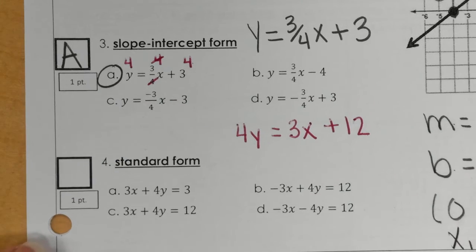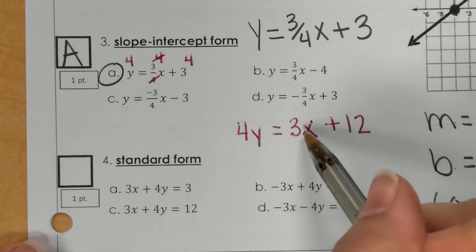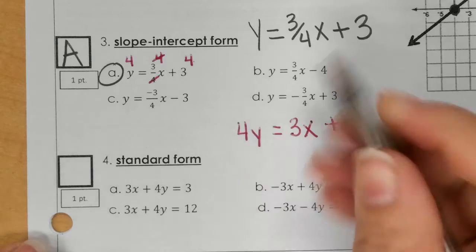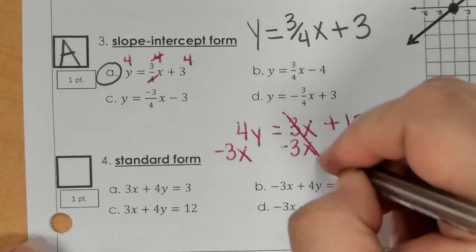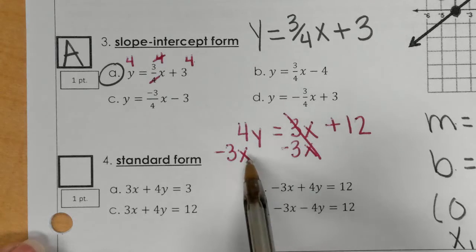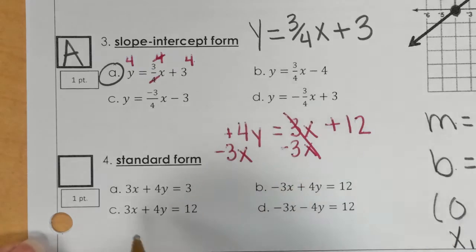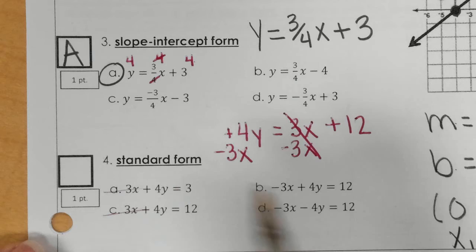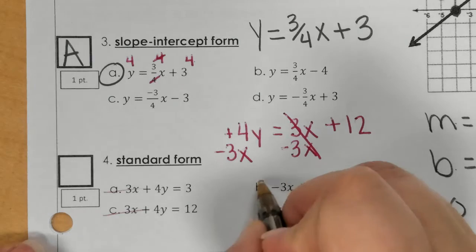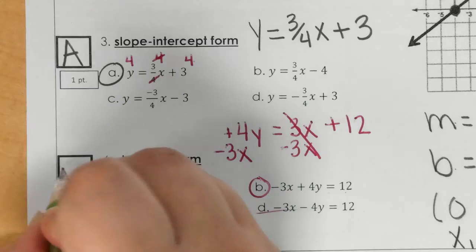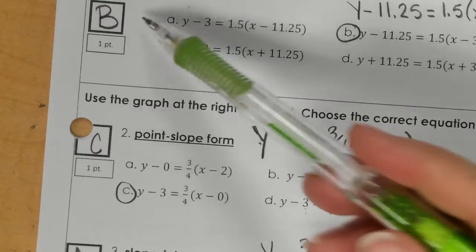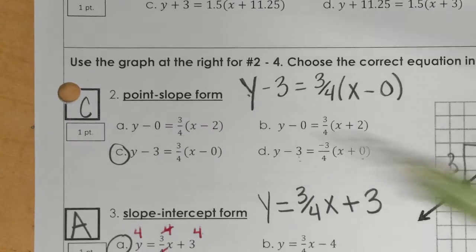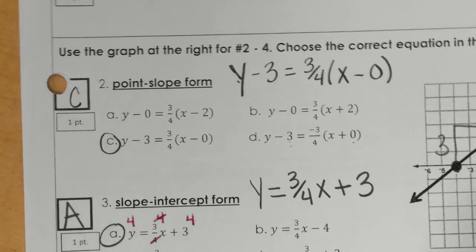So now, to get the x and the y together, I have to move the x over here. So I subtract the 3x, and I say, okay, negative 3x plus 4y equals 12, so it's B. So for the front, we should have B, C, A, B.